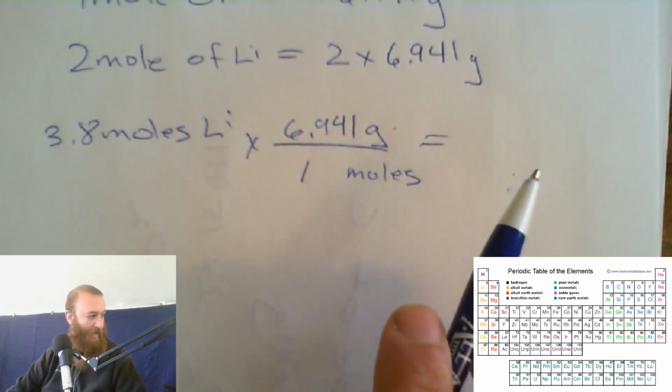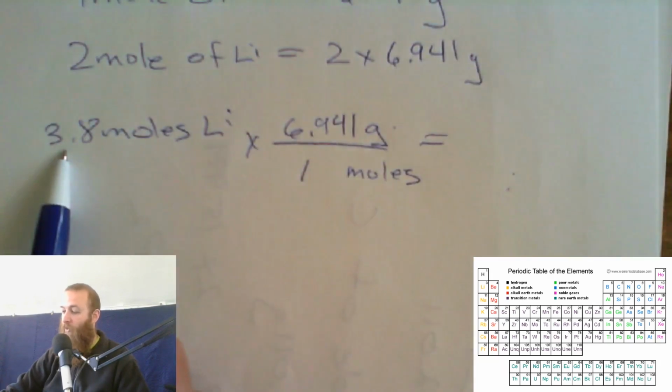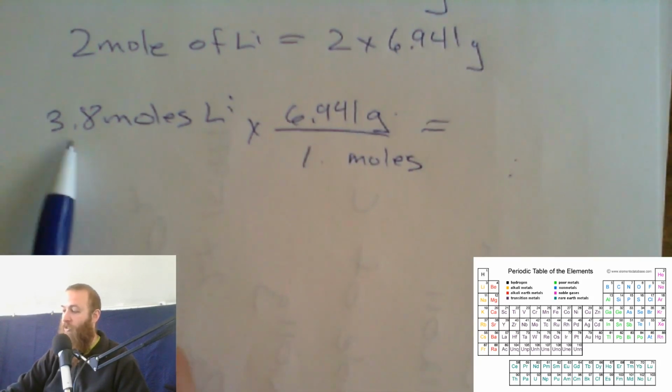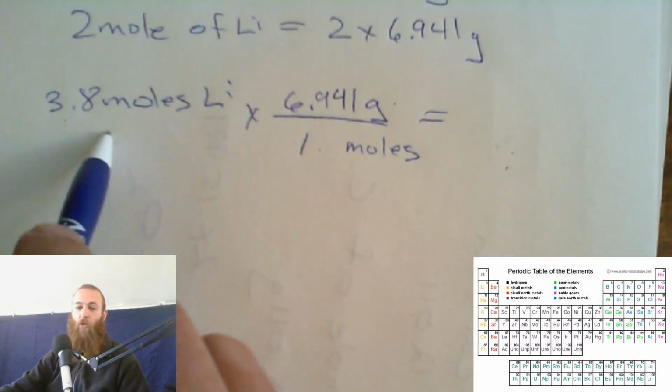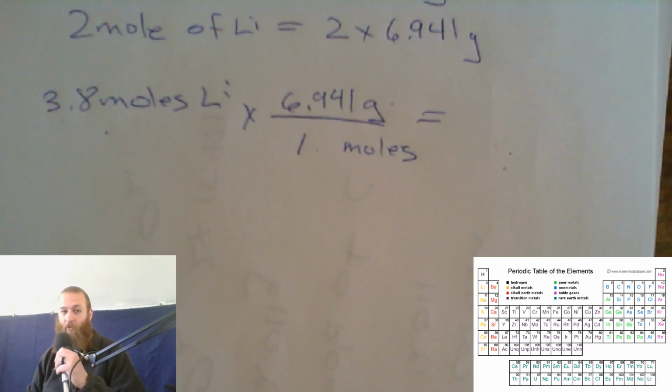Okay? I need to get a calculator for my office, so for the moment I don't. But that's all you would do. 3.8 times 6.941 divided by 1, round it to 2 sig figs. That would be the mass you need on the scale to equal the 3.8 moles you need for the experiment. I hope that works. I hope that's okay with you guys so far.